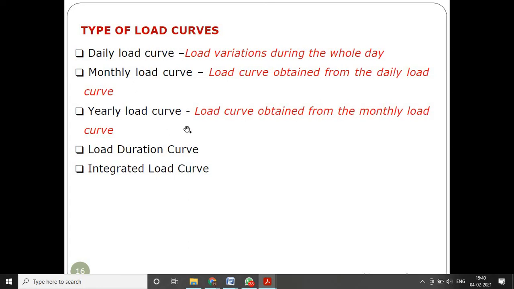Yearly load curve means from year 1991 to 2000, that is 92, 93, up to 2000. That is called the yearly load curve. Load duration curve means what? It is for a particular duration of time, suppose 6 hours, 1 2 3 4 5 6 hours. And integrated load curve means what? It is seasonal wise or any other special requirement load curve.